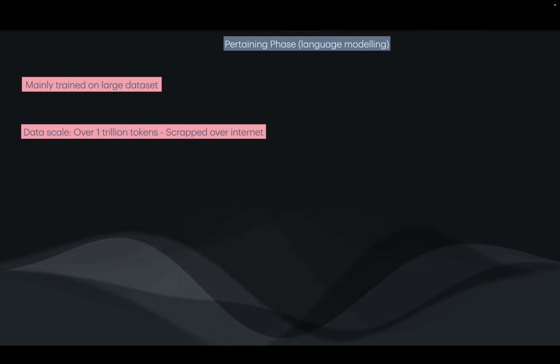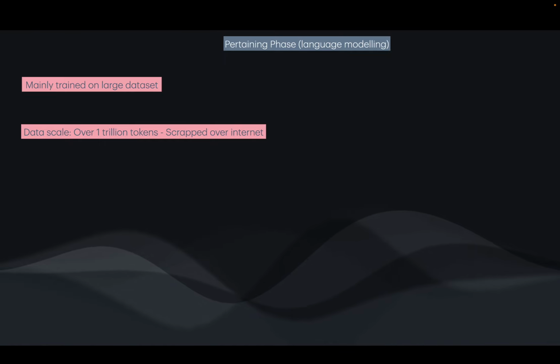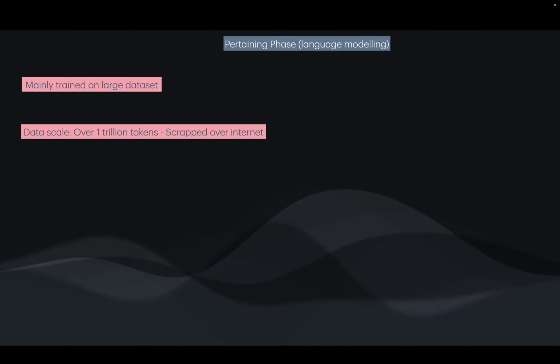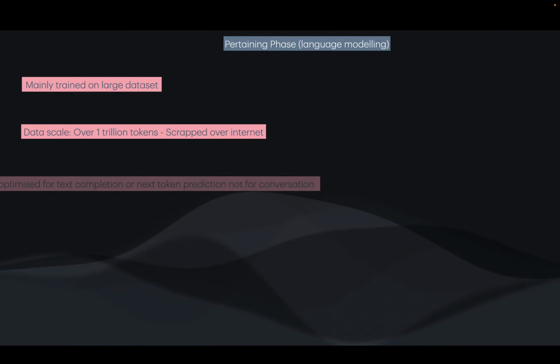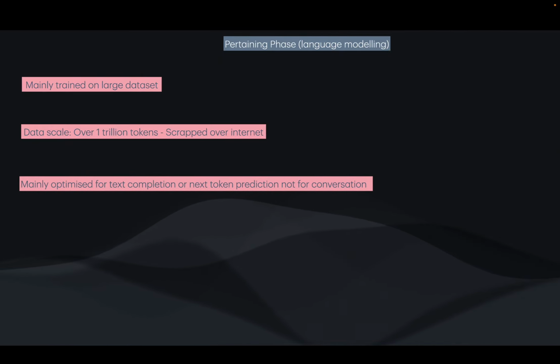These tokens are nothing but, if we are thinking about a sentence, each of the words can be one token. Each word can also be split into multiple tokens, but that is a different concept. Just imagine that we are training this model over 1 trillion tokens, and those tokens are mainly scraped from the internet, right? With this, we mainly optimize this model for text completion, or the next token prediction task, right?